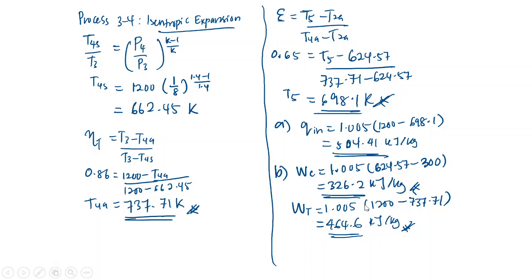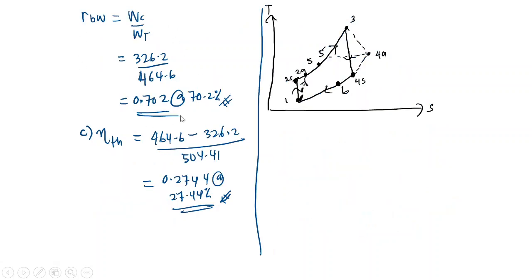So from this equation we can determine the back work ratio, work compressor divided by work turbine. So we have the back work ratio at 70.2%. So lastly, the efficiency of the system. This is your net work divided by heat injected. We have 27.44%.